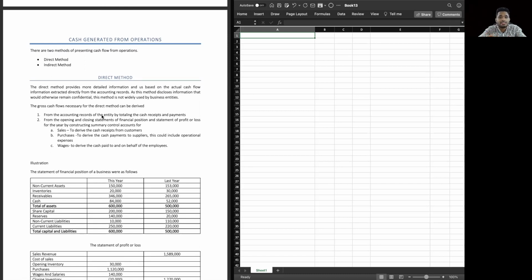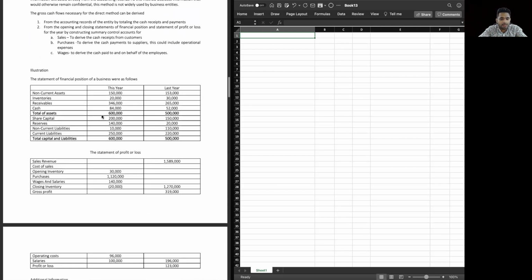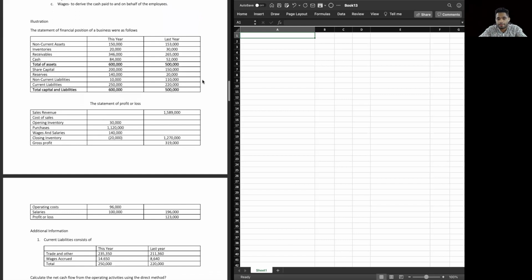But when you look into the indirect method, it is going to reconcile your profit before tax into an operating cash flow. So we'll begin with the direct method. We'll start by looking into this illustration here, when you look into the direct method of cash flows.